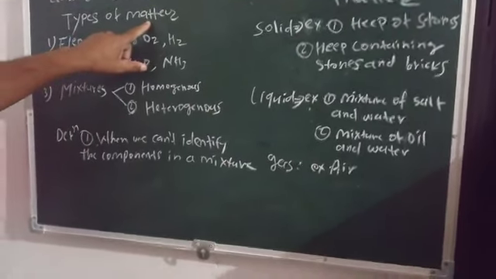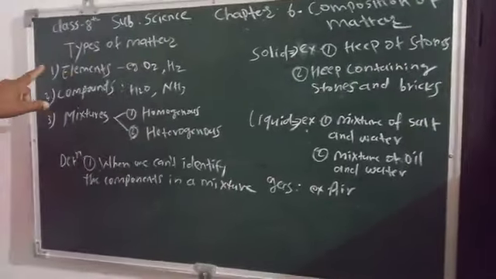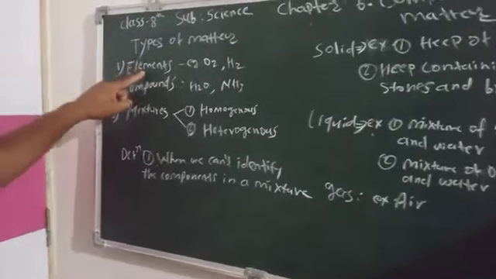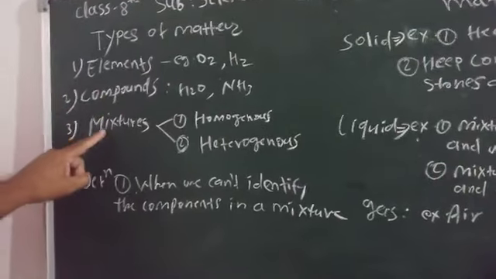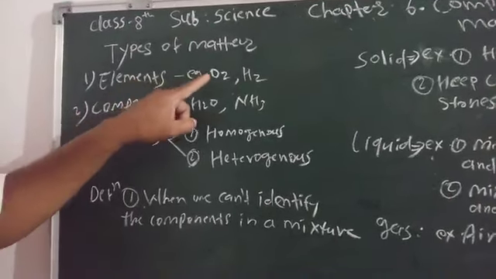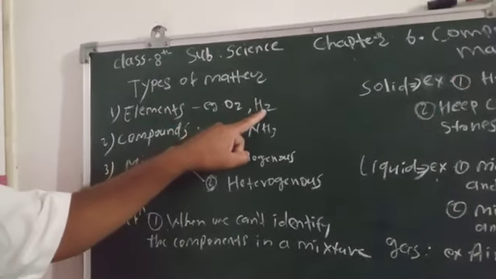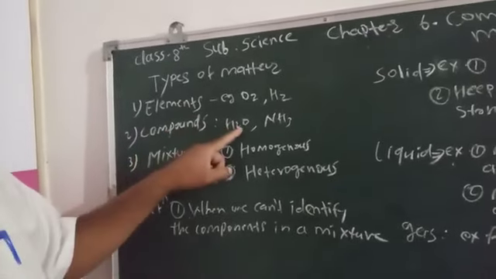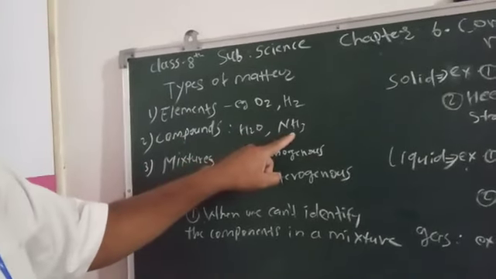So in the previous class I have already told you there are three types of matter. First is element, second is compound, and third is mixture. Examples of elements: oxygen, hydrogen, and examples of compounds: water, ammonia.